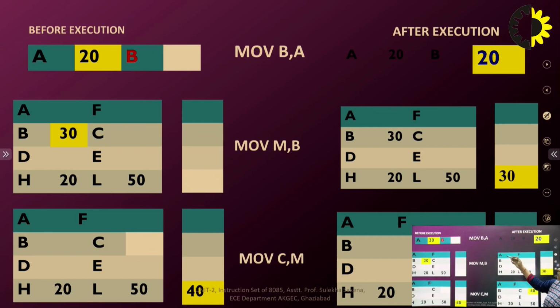So when we talk about MOV B comma A, if before execution the accumulator is 20, then after execution this value is copied to B register, so B register will become 20.